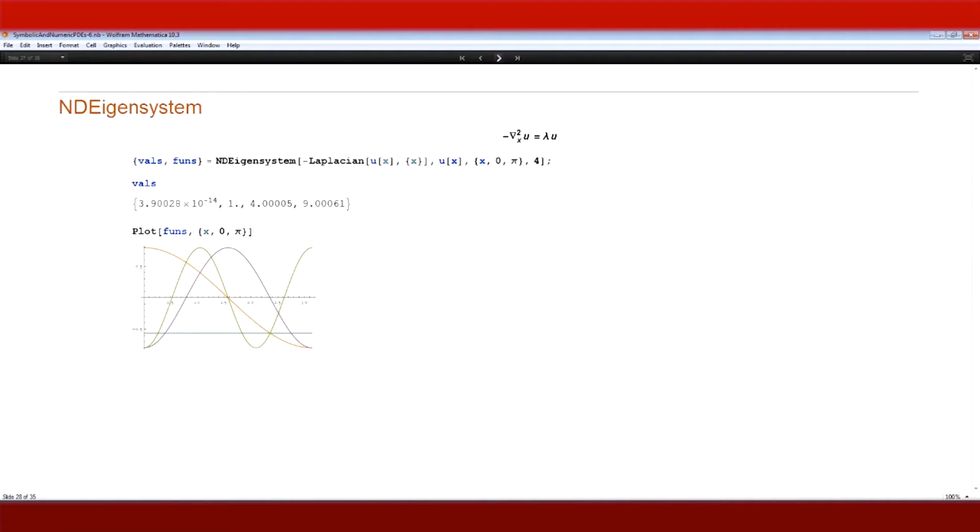Here's a simple example. Let's look at the negative Laplacian. To do so, we use the function NDEigensystem. Minus Laplacian of u, u is the dependent variable and x is the spatial coordinate, in the region of x from 0 to pi, and we'd like to compute 4 eigenvalues and 4 eigenvectors. Those are returned in vals and funs. The vals are depicted below, and those are the 4 eigenvalues computed for this system. Plot shows the visualization of the eigenfunctions.